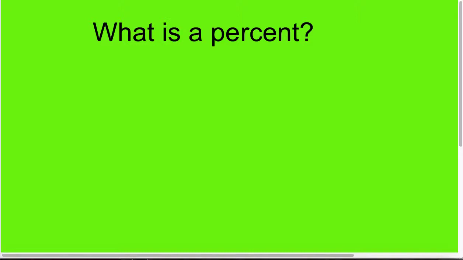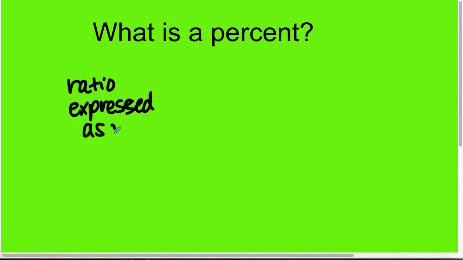Hi, so today we're going to be doing a quick review of percents. Now, in pre-algebra, you likely learned about a percent, and you may have learned several different mathematical definitions for a percent. You might have learned that a percent is a ratio expressed as a fraction of 100.